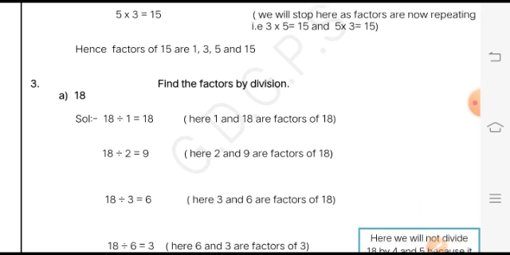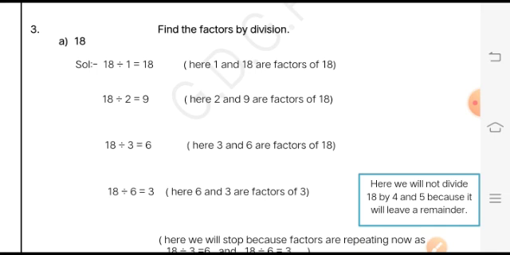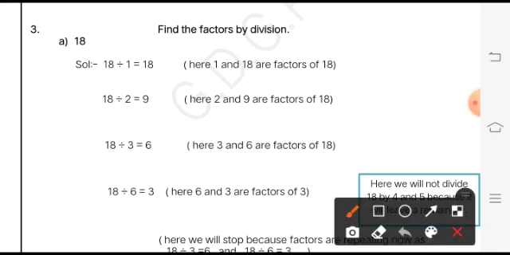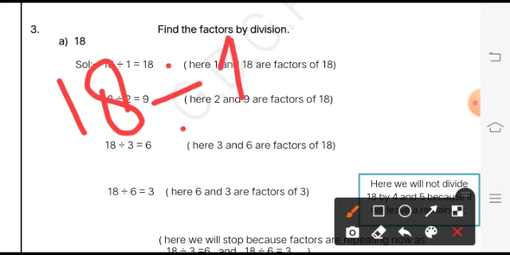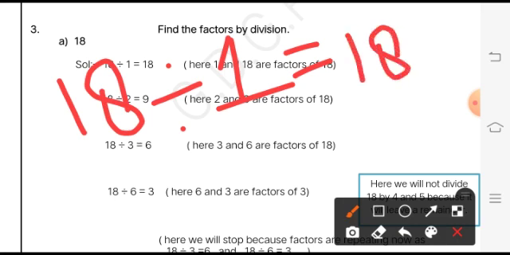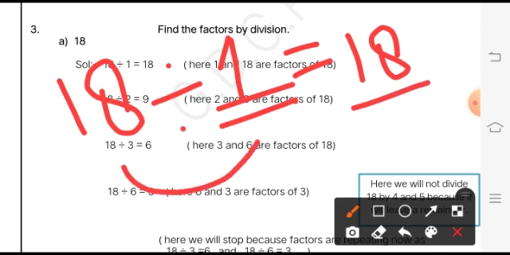Next question is find the factors by division. Here we will make use of division. As students already know, one divides every number. So when you divide 18 by 1, you get 18. The number by which you divide and the quotient you get, both are its factors.